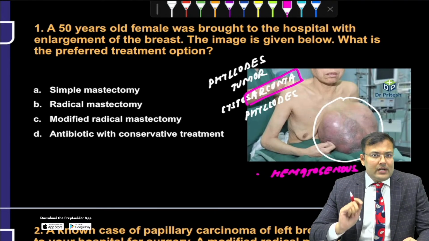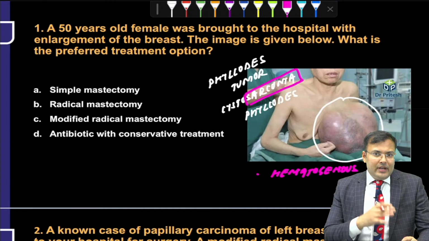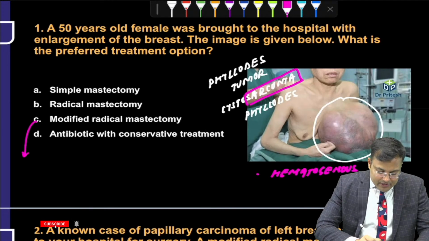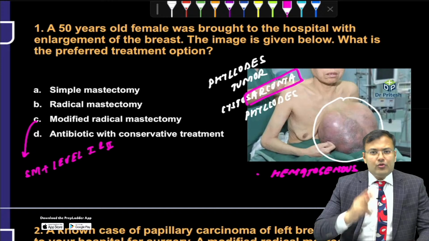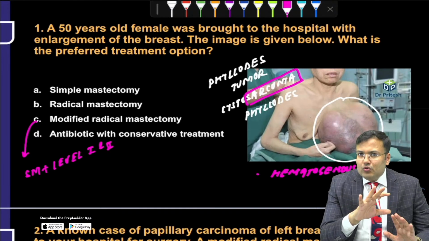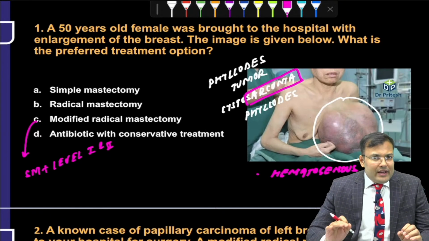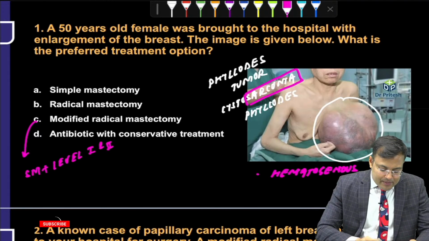Clear? What is the difference between simple mastectomy and modified radical mastectomy? In MRM, apart from simple mastectomy, we remove lymph nodes. Which ones? Level 1 and level 2. But in cystosarcoma phyllodes, there is no need to remove lymph nodes, because there is no involvement of lymph nodes. And that's why here, which treatment option is preferred? Obviously, it is simple mastectomy.